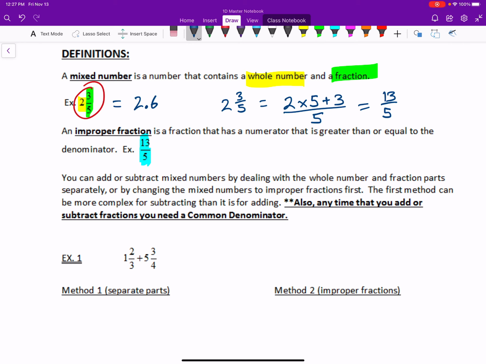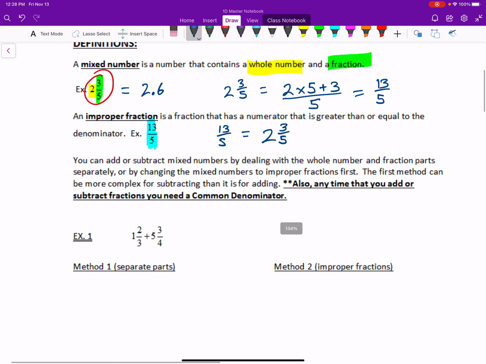If I want to work backwards and change 13/5 into a mixed number, what I need to do is divide 13 by 5 in this case, and it goes in 2 times, and 2 times 5 is 10, so there's a remainder of 3. That's what goes in the numerator of the fraction part, and it's 2 and 3/5.